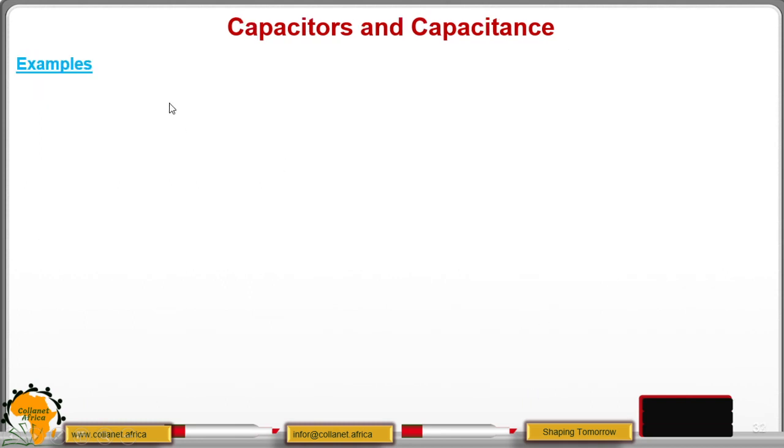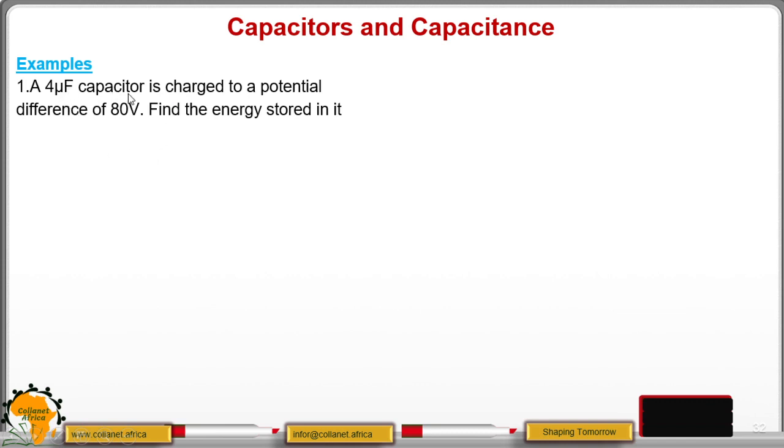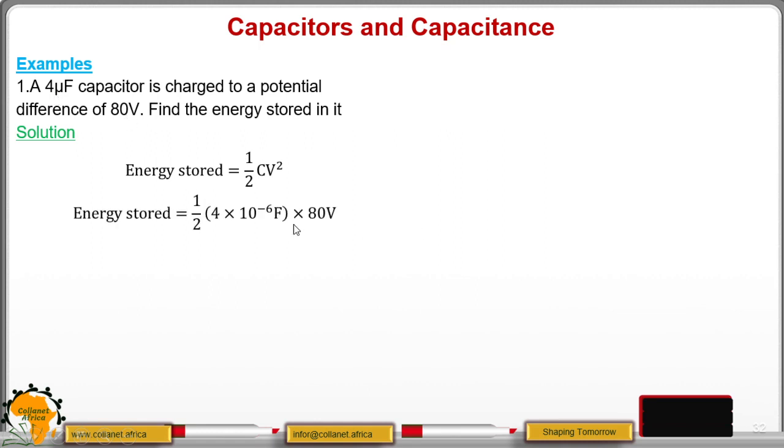Then from there, we have the examples. A 4 microfarad capacitor is charged to a potential difference of 80 volts. Find the energy stored. This one, we just use this formula, a half CV squared, because we are given the capacitance and the potential difference. So substituting the values, it will be 1/2 times 4 times 10 to the power -6. Remember, micro is the same as 10 to the power -6, then times 80 squared volts. You get that the energy stored is 1.6 times 10 to the power -4 joules.